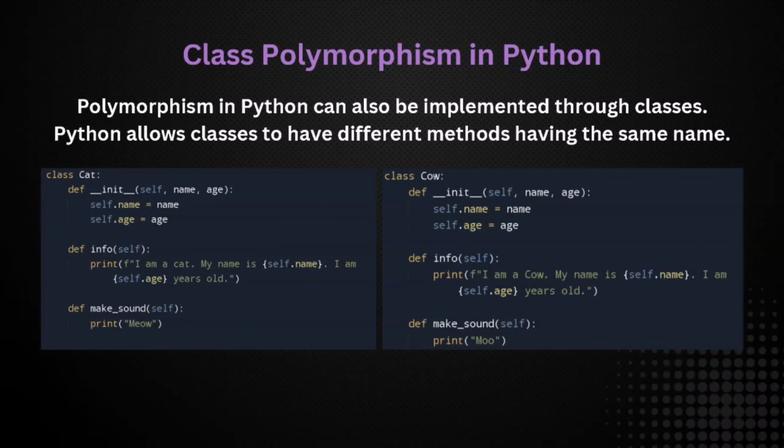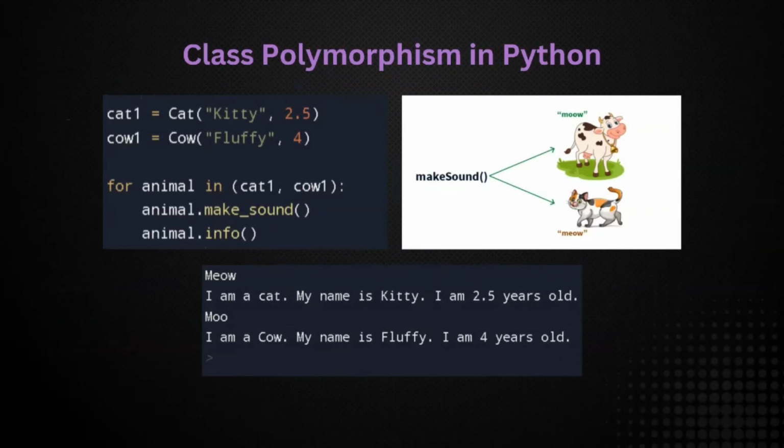Now we have two classes and they have the same methods. When I'm creating an object of each class, Cat and Cow, you can see that I am calling the same methods on both objects, make sound and info, but in the output we are getting different results. Why? It is because of the polymorphism nature in Python. I have the same method name, but since I'm using it inside different classes and calling it on individual objects, they result in different output.